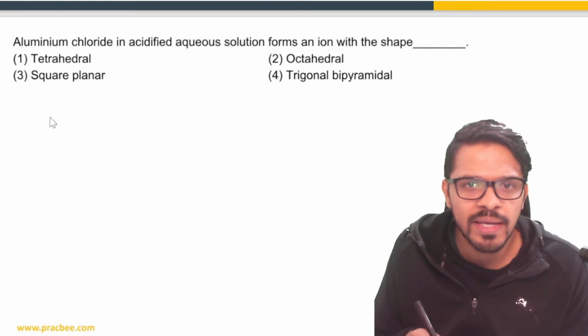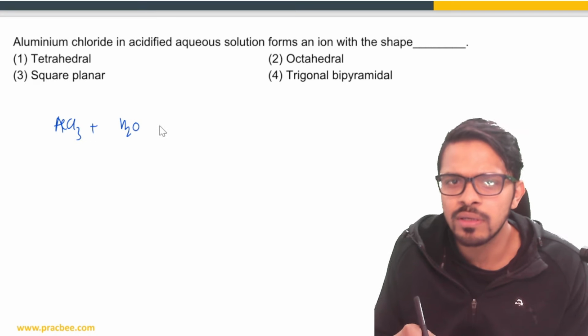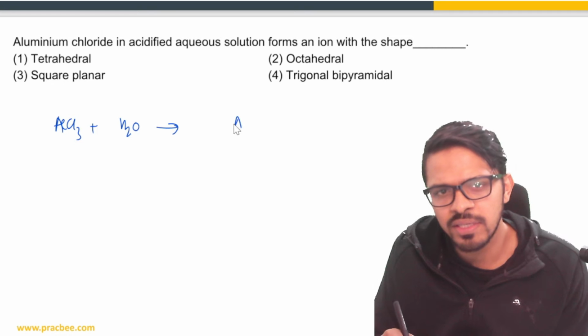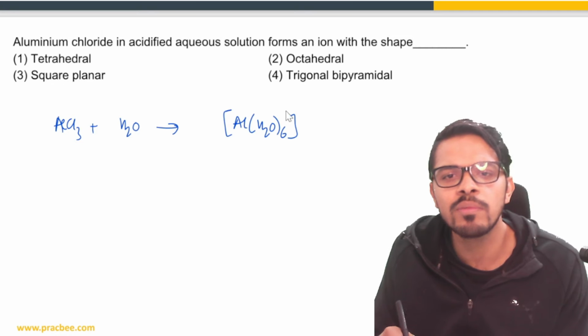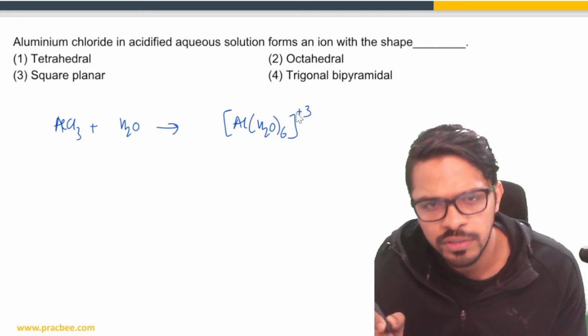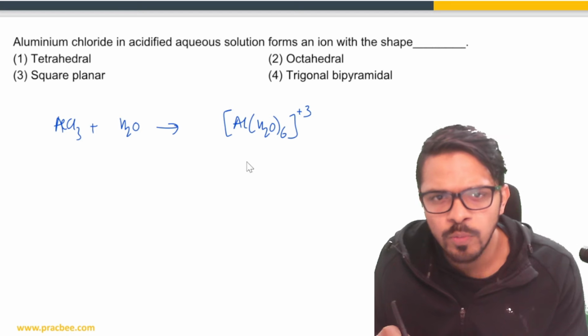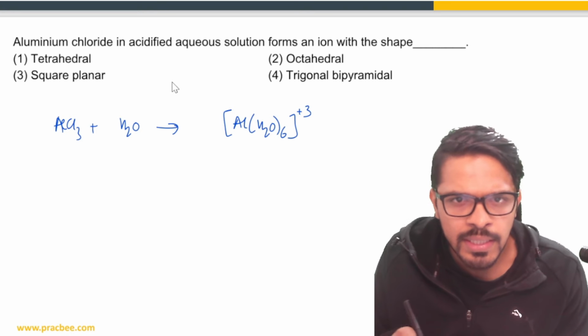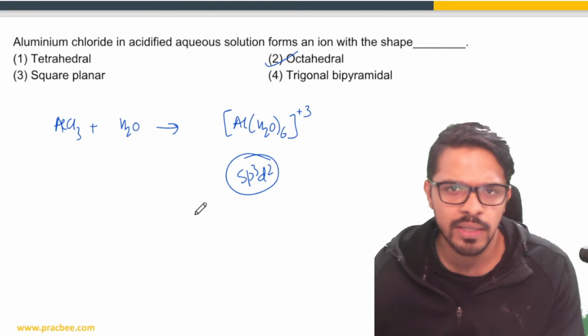Aluminium chloride in acidified aqueous solution. So we have excess of water. We know when this reaction happens, we will have a coordination number 6 of aluminium because it is in plus 3 oxidation state. So basically the structure is going to be octahedral, sp3d2 hybridization. Correct answer is 2.